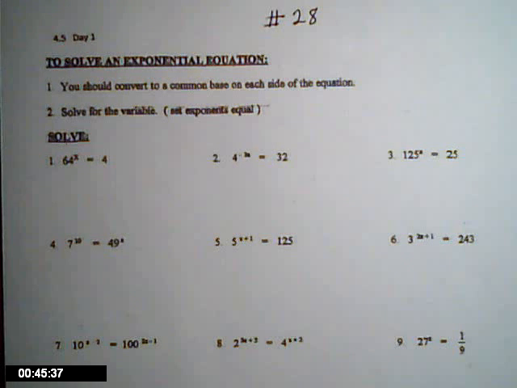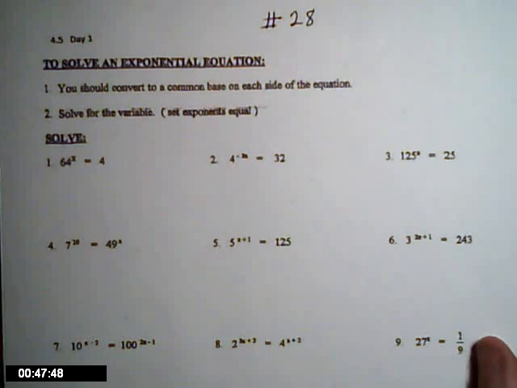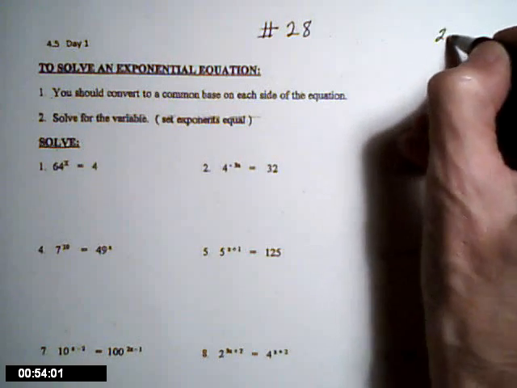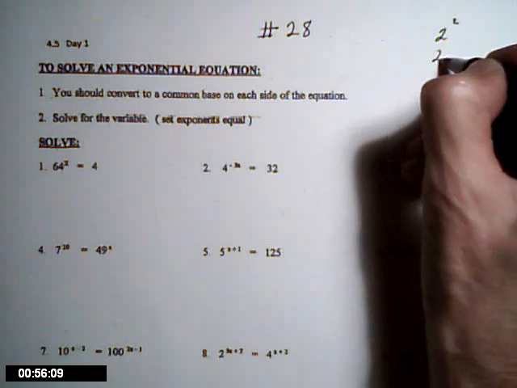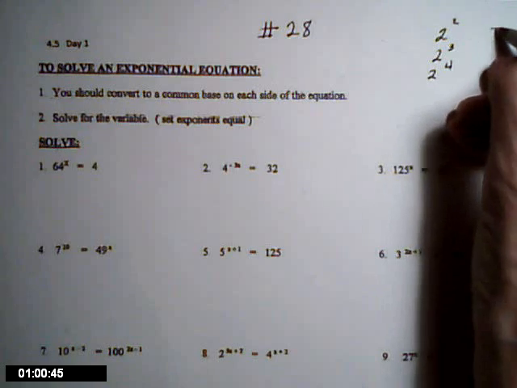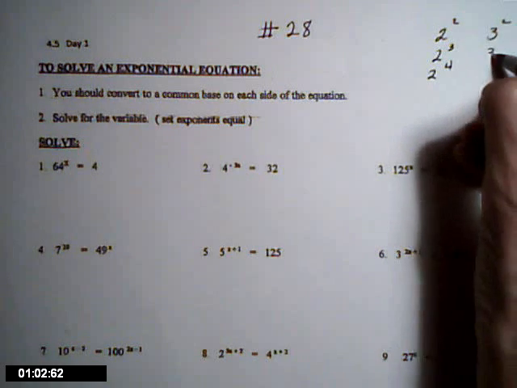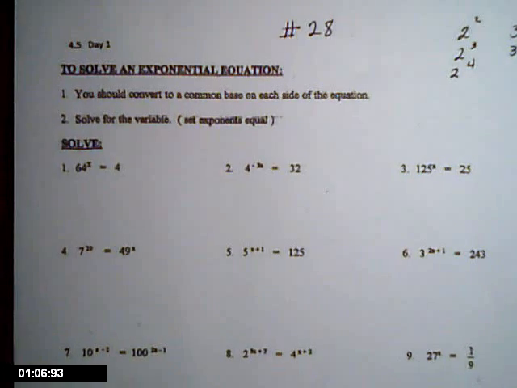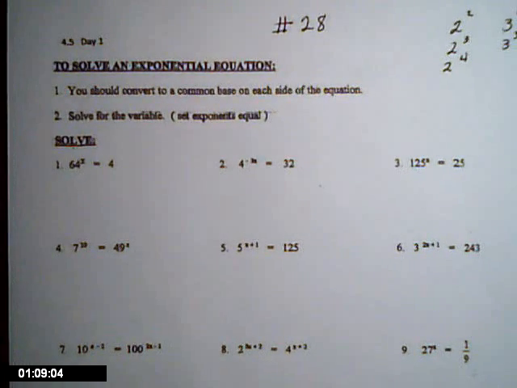Now you need to remember multiples. Some of these we know, a few we might have to go to our calculator, but we're going to be working with expressions such as 2 squared is 4, 2 cubed is 8, 2 to the 4th is 16, 3 squared is 9, 3 cubed is 27, and you'll get comfortable with these as we work with them. Alright, problem number 1.